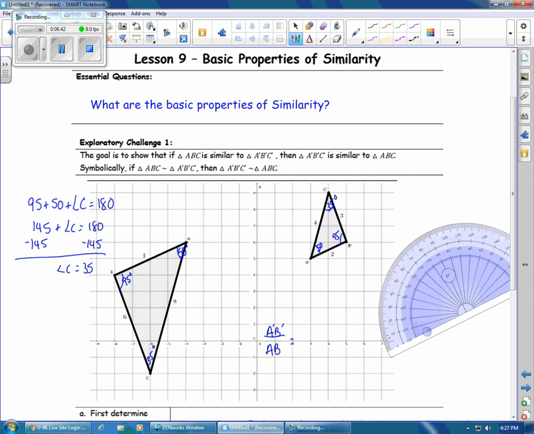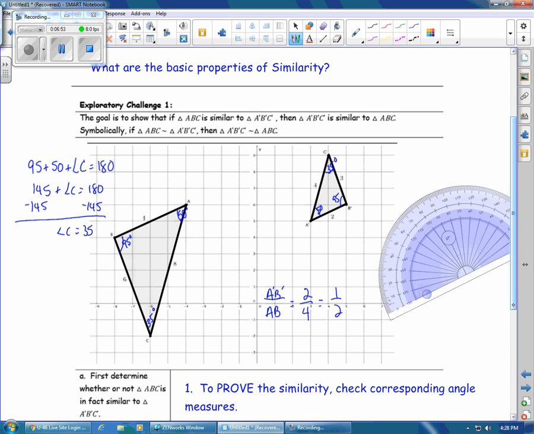So AB prime is 2, and AB is 4. So I can reduce that fraction to 1/2. Now I'm going to check with B prime C prime, and I'm going to divide that by BC. And I'm just checking the ratios of the two sides. So B prime C prime is 3, and BC is 6. And that again will reduce to 1/2.